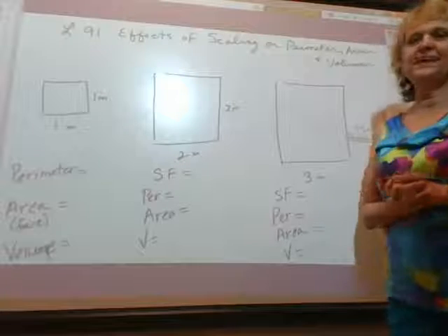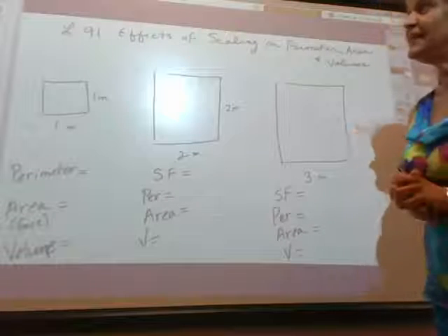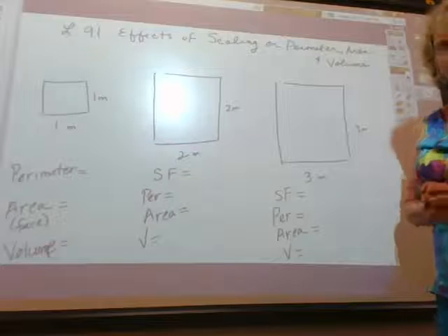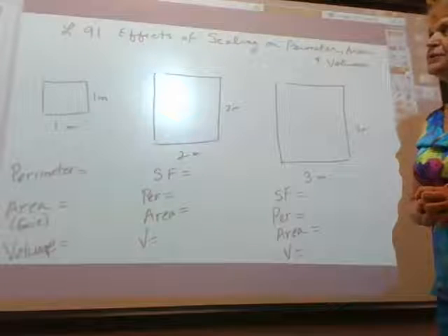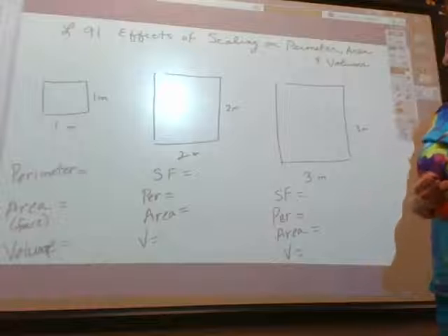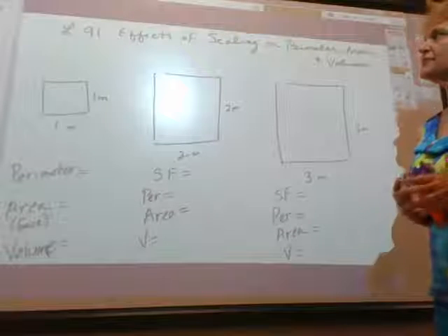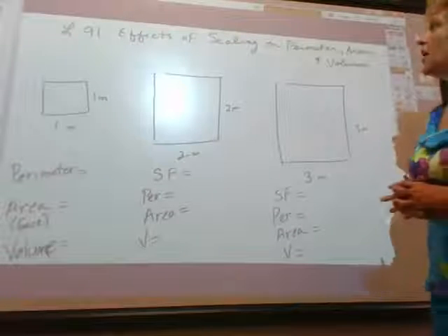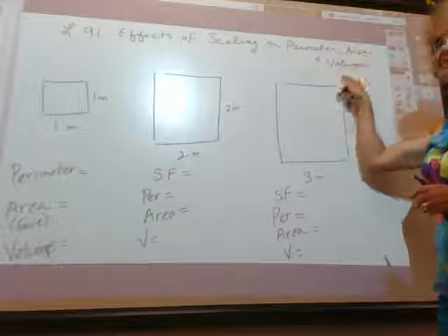Everybody. Today we're going to work on lesson 91. Now this is something we've talked about some in the past, but hopefully we'll really get it and we can move forward. So lesson 91, the effects of scaling on perimeter, area, and volume.